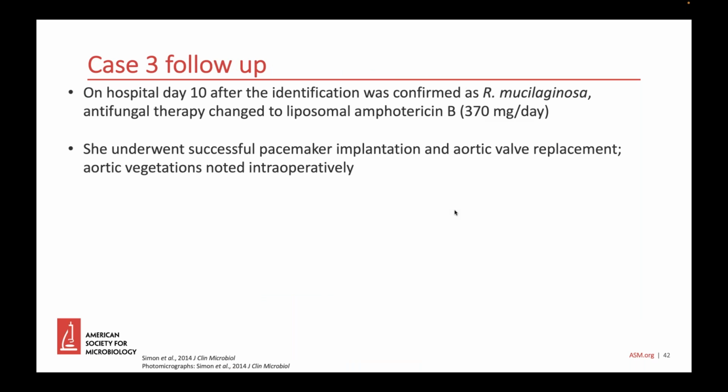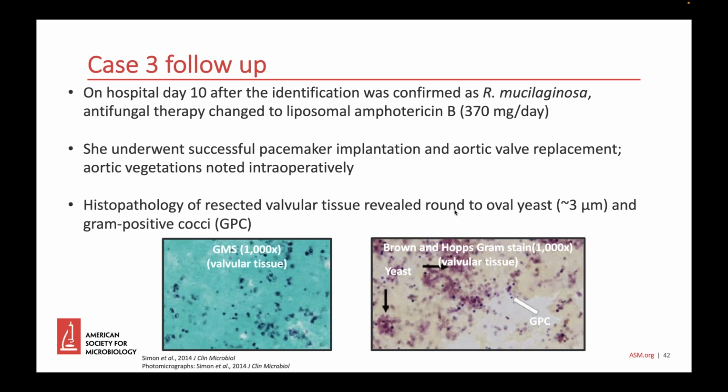What about the case follow-up here? On hospital day 10, the identification was confirmed as Rhodotorula mucilaginosa. Antifungal therapy was changed to liposomal amphotericin B. The patient underwent successful pacemaker implantation and aortic valve replacement. Vegetations were noted intraoperatively. Histopathology of the resected valvular tissue revealed these round to oval yeast and Gram-positive cocci.